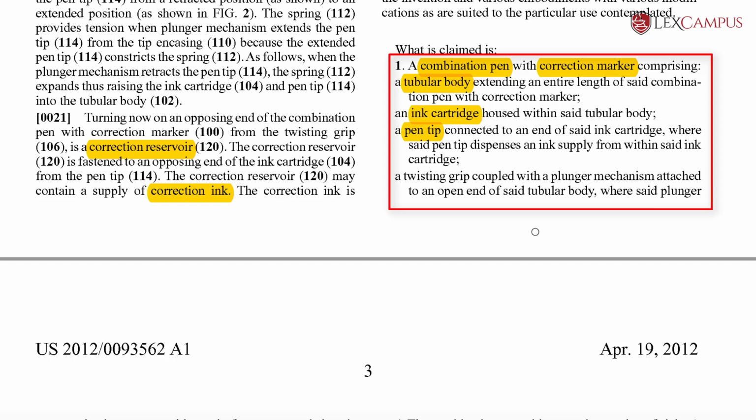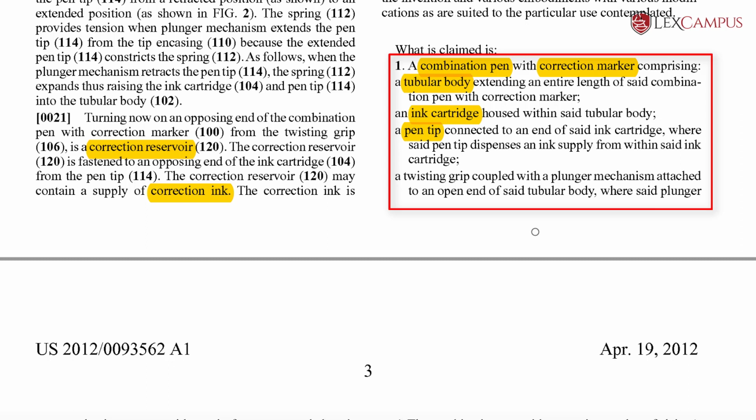So look at the flow here. When the pen tip is recited, it is mentioned that it is connected to the ink cartridge. So the pen tip is connected to the ink cartridge, which is inside the tubular body. So you can see how the logical structure comes in. Without a logical structure, this will look like just a list or a collection of material. We can't call it a combination. It is just an aggregation or a list.